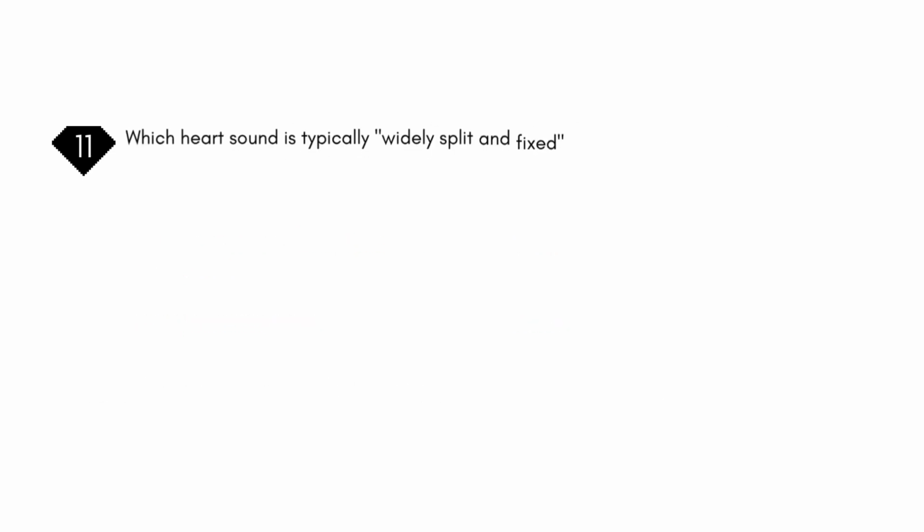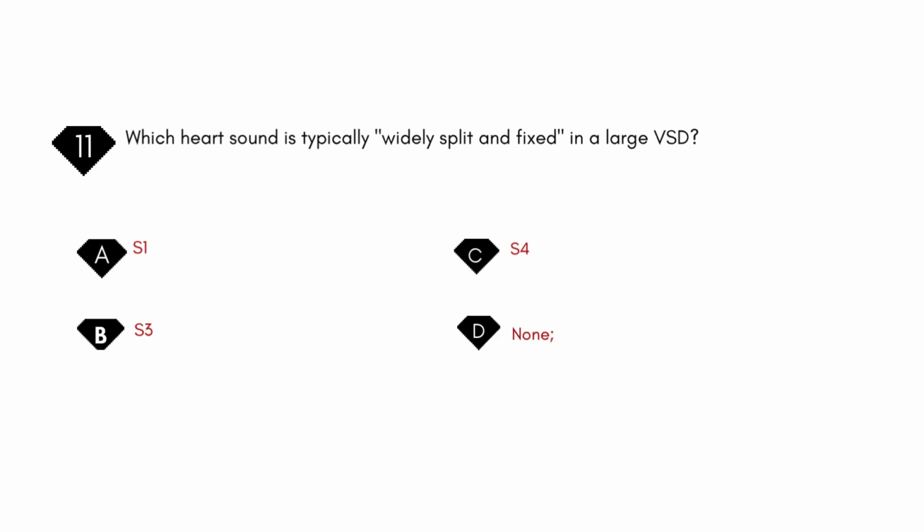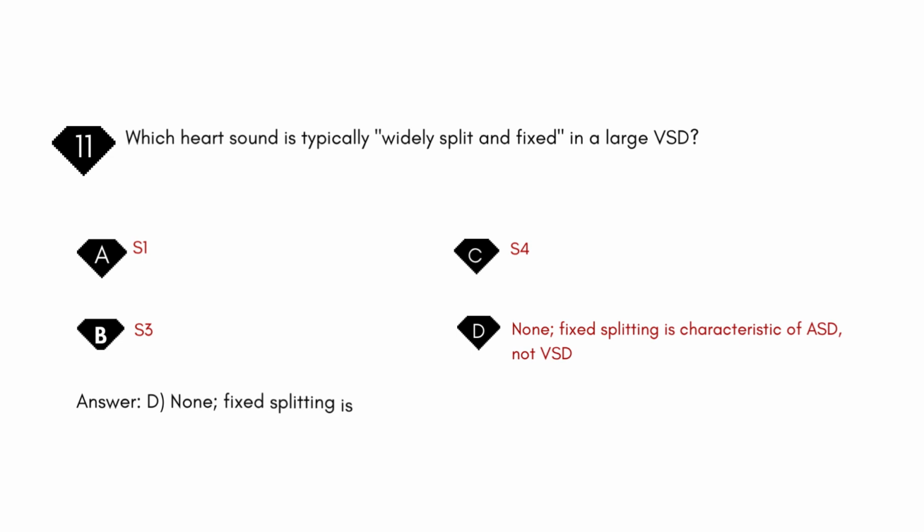Which heart sound is typically widely split and fixed in a large VSD? A. S1. B. S3. C. S4. D. None. Fixed splitting is characteristic of ASD, not VSD. Answer: D. None. Fixed splitting is characteristic of ASD, not VSD.